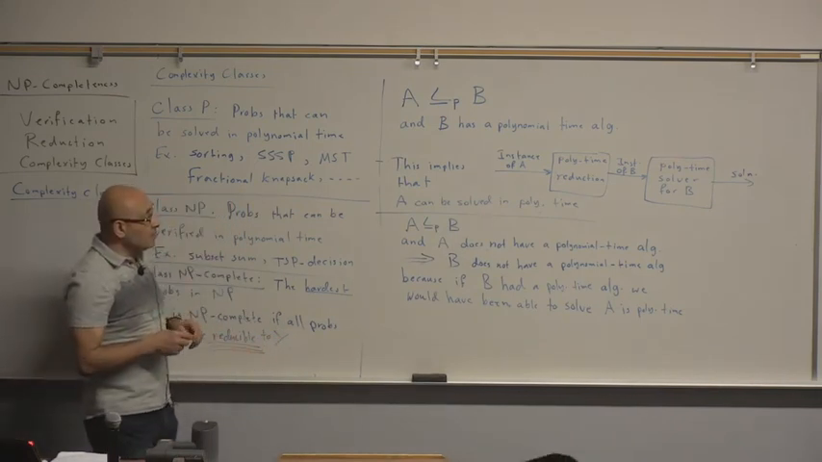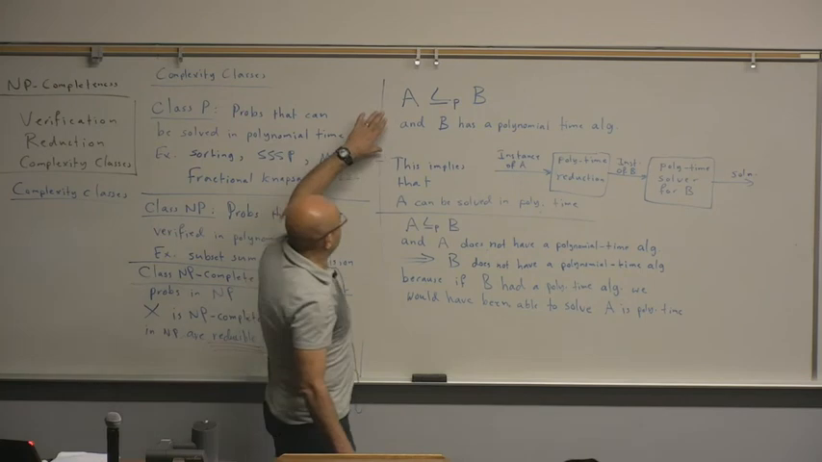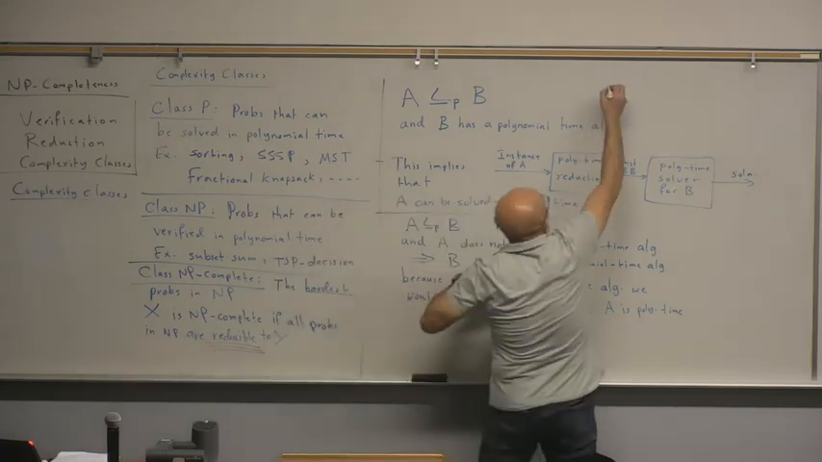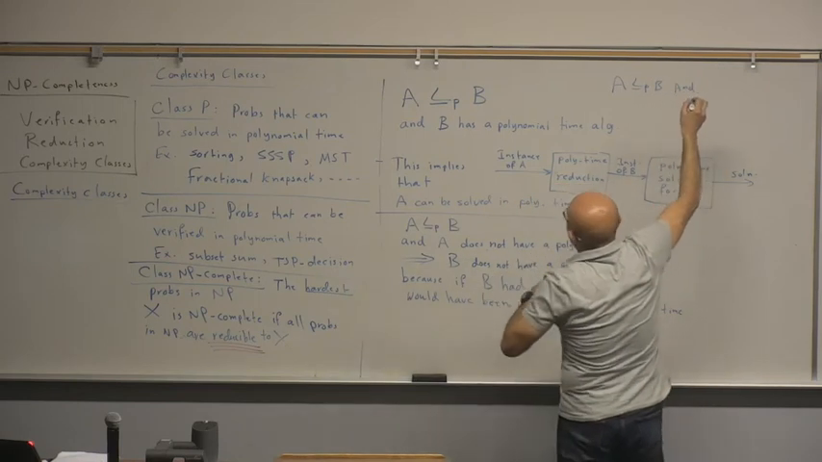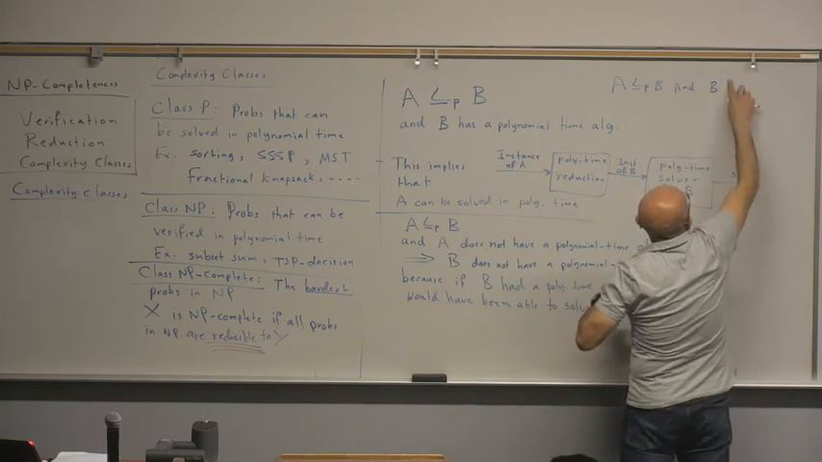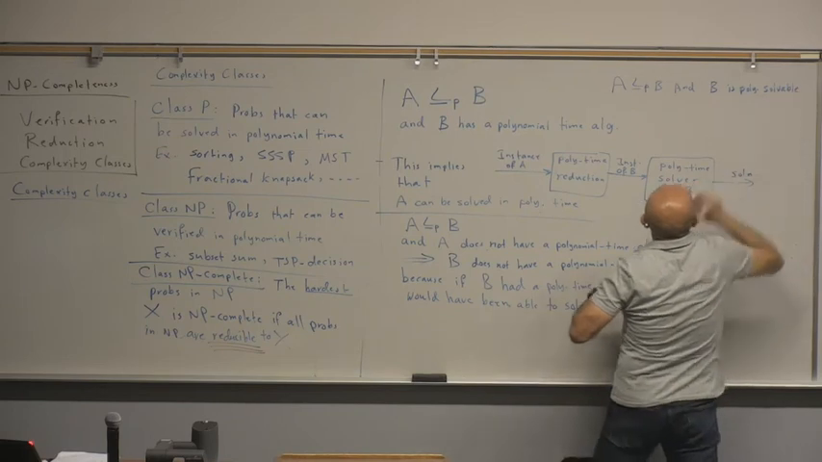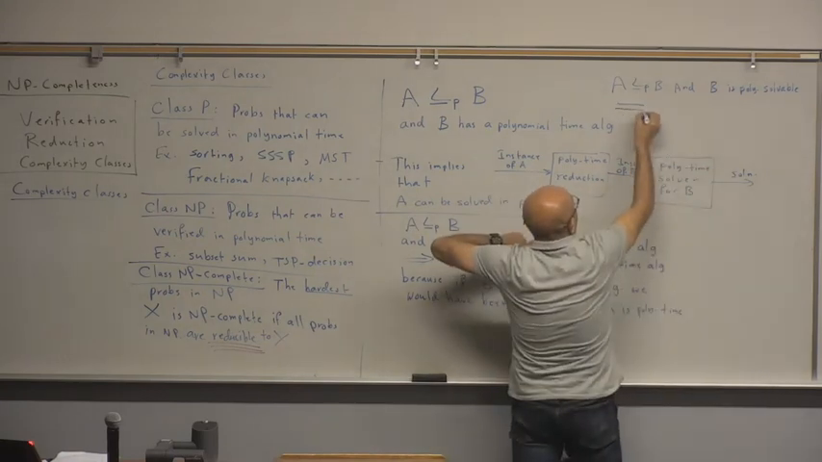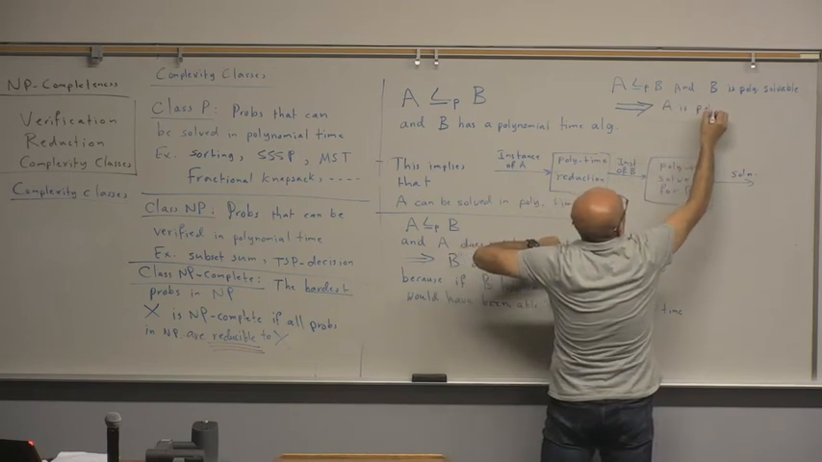Or in other words, you can think of this as A is polynomially reducible to B, and B is polynomially solvable. A is reducible to B and B is polynomially solvable. This implies that A is polynomially solvable.